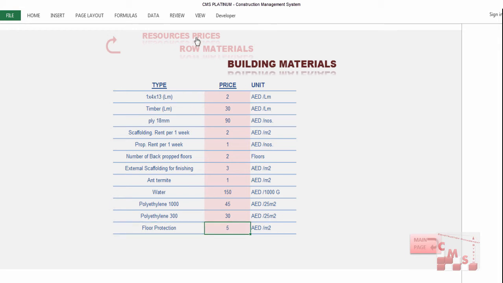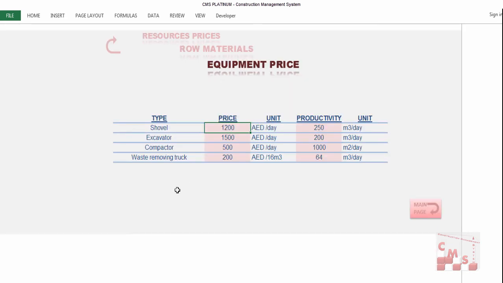This is some of the building materials which we are using in the construction. For the equipment, we'll find here the common equipment used in the earthwork, which are shovel, excavator, compactor, and trucks for removing the waste or disposals.